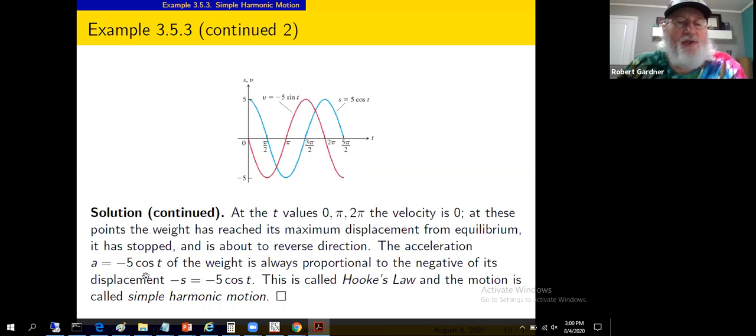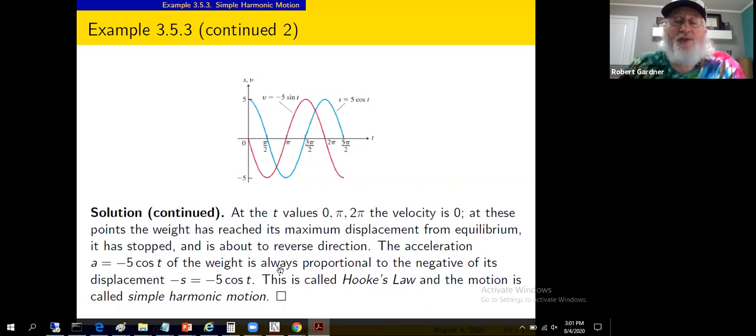The acceleration we found to be -5 cosine t. That's exactly the negative of what we started with. We started with position as 5 cosine t, and the acceleration is a negative of that, telling us the acceleration is always proportional to the negative of its displacement. The negative of the displacement, we denoted by S, would be -5 cosine t. Yeah, these are proportional, and that constant proportionality is 1 in this case.